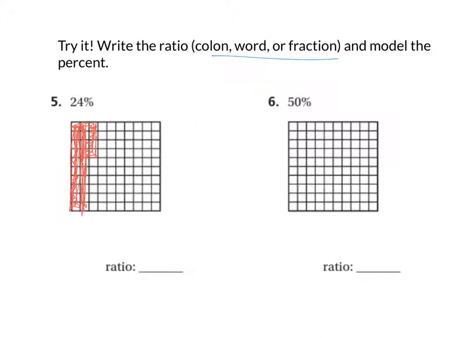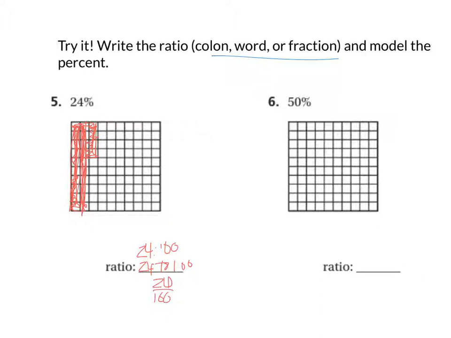So there's 24%, and I can write it in colon form, which would be 24 to 100. Or I could do word form, 24 to 100. Or I could do it as a fraction, 24 over 100. Sorry, that was kind of sloppy.